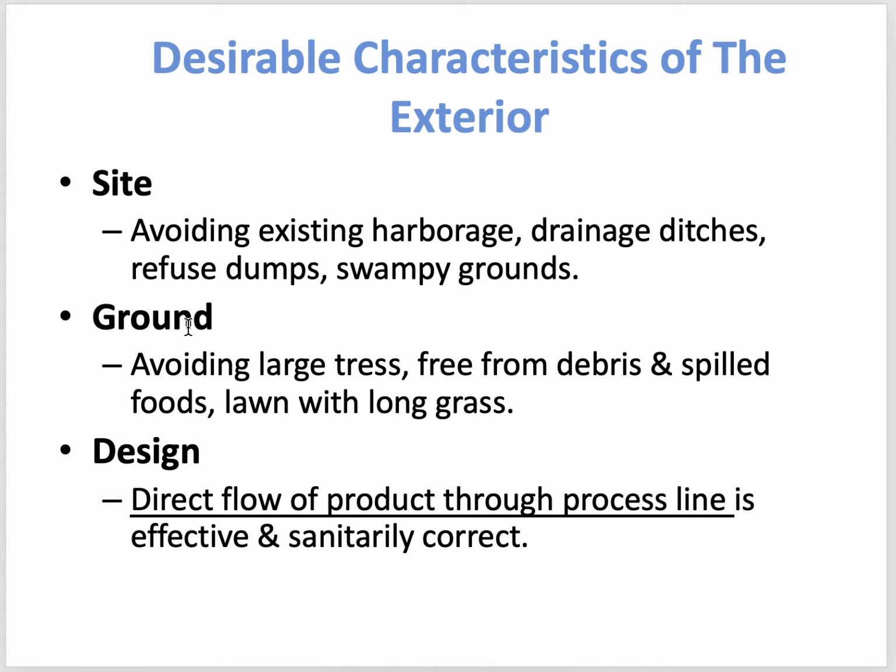The ground: avoiding large trees, free from debris and spilled foods, and lawn with long grass. The ground of your food processing plant should not have large trees. You know what the problem with large trees is? Say a thunderstorm happens and a tree falls down. It may fall over on your factory and damage it. So there should be no large trees. It can be disastrous for your plant in case of emergency situations like cyclones and thunderstorms.